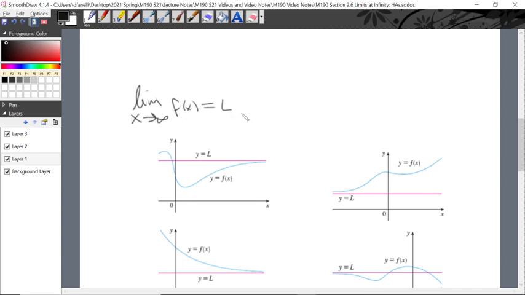And for this to be a horizontal asymptote, it must be that L is in fact a finite number. It could be positive, it could be negative. The idea is that we are approaching some horizontal line with the equation y equals L as x gets very, very large. Now, what does it mean that x gets very, very large?